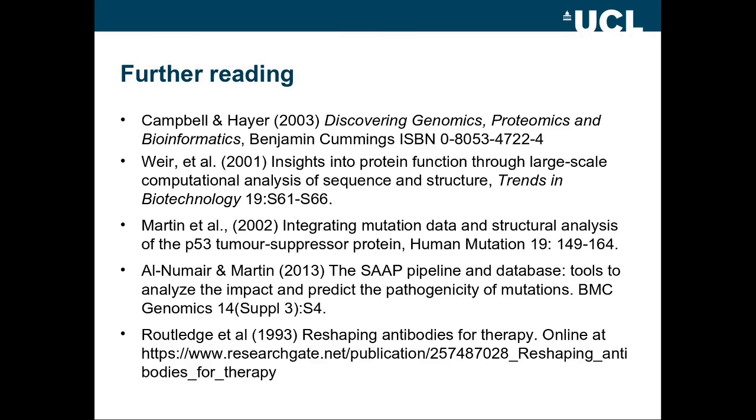Finally, here's some further reading, a few mostly fairly old papers but quite key to understanding things like genomics, proteomics, bioinformatics and their applications in medicine and drug design.